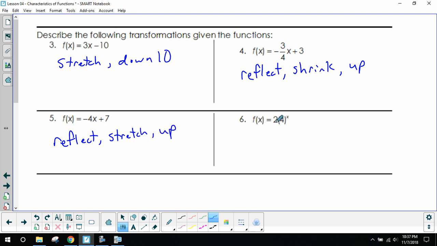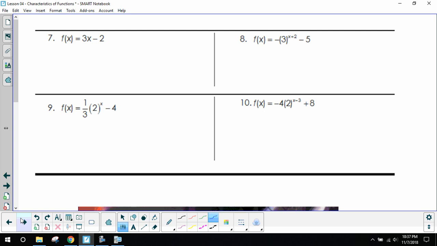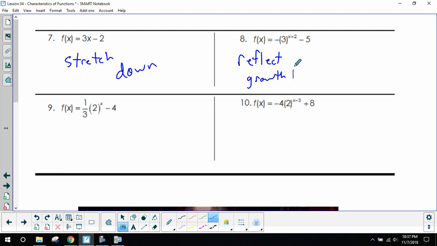And that's it. Oh, we're almost done, guys. We are almost done. 3, stretch. We're in the home stretch. Negative 2, that means we went down. Reflect. 3 is greater than 1, so we're going to say there's a growth factor. Plus 2 means we went left 2, down 5. Oh, we're almost there, guys. A third means it shrinks. 2, that's a growth factor. And then 4 means we went down 4.